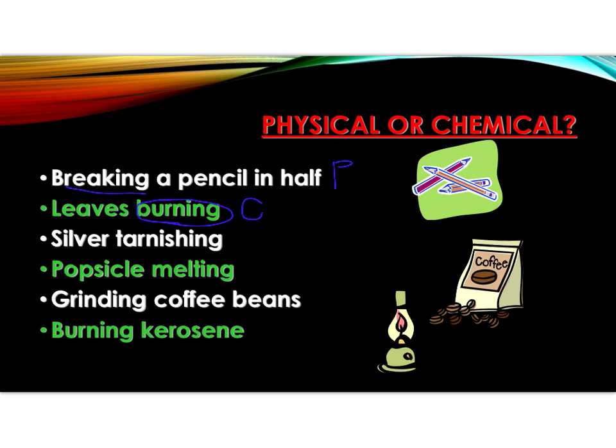If the reaction is not reversible, if I cannot go backwards, it's a chemical change. If I can go backwards, for the most part, then I have a physical change. Silver tarnishing. This word here, tarnishing, that's an example of a chemical change. So the silver reacts with the oxygen in the air.